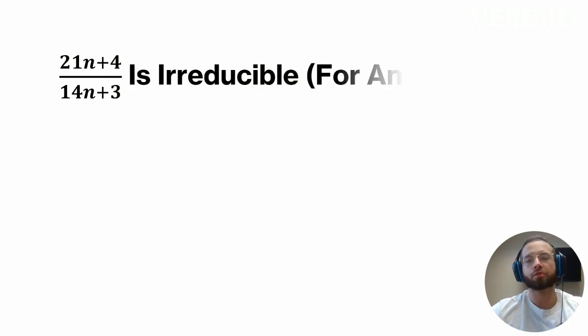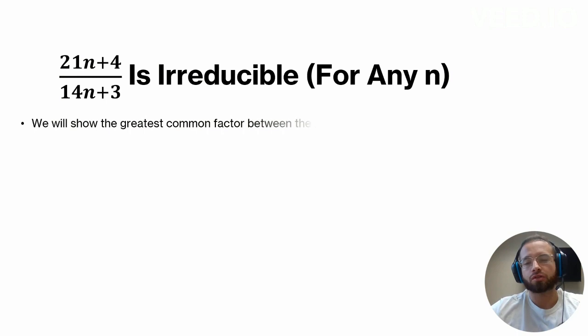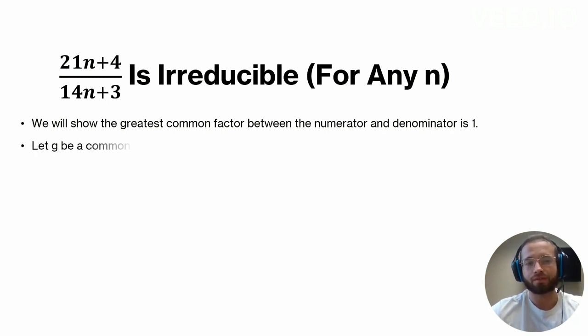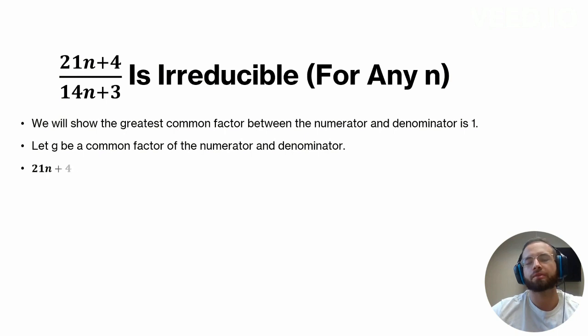We will show that the numerator and denominator are co-prime, meaning that the greatest common divisor between the two of them is the number 1. So, to show this, we're going to take g to be a common factor between the numerator and the denominator, and we need to show that g is the number 1. So suppose g is a common factor of the numerator and the denominator. This means that the numerator can be written as g times some integer a, and the denominator can be written as g times some integer b.